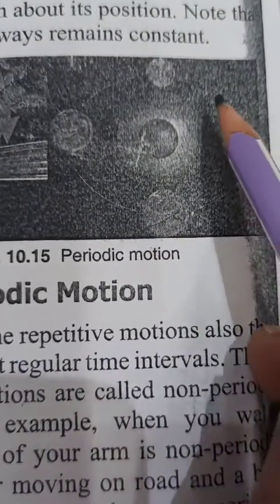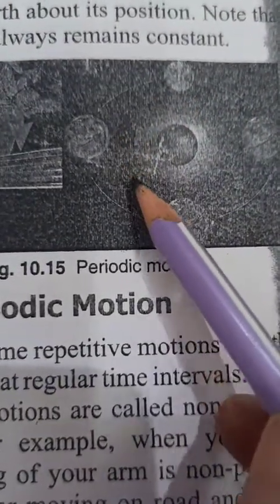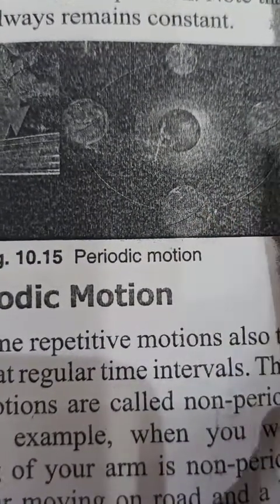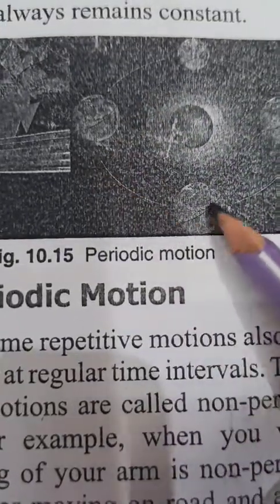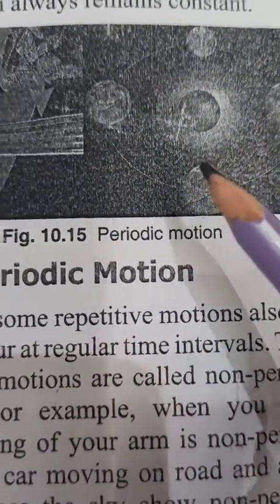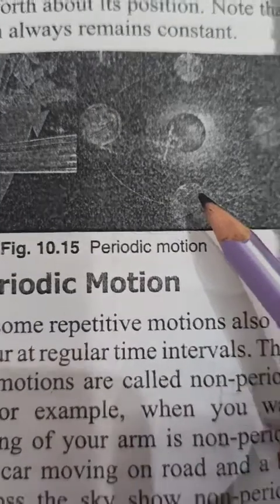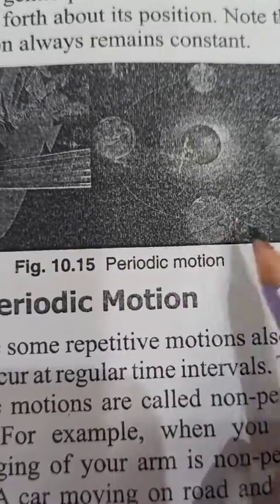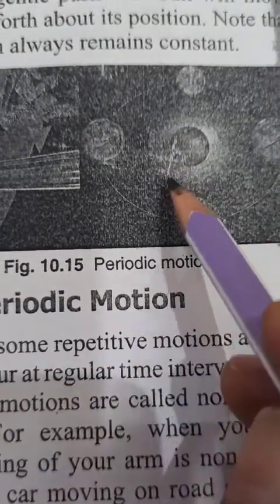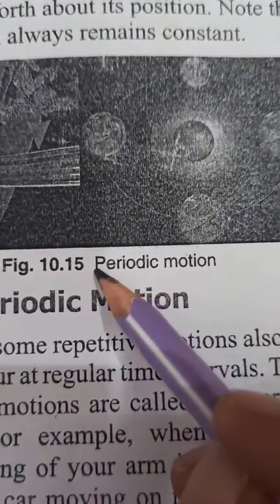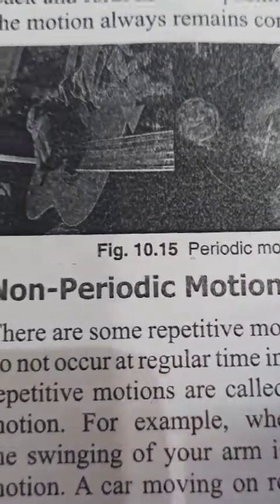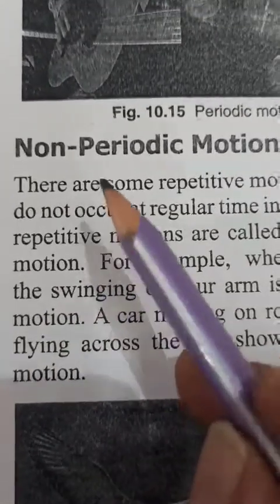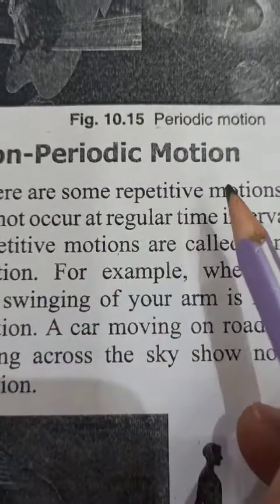Earth always rotates around the sun and it completes this full revolution in 365 days, means in a year. So that's why this kind of revolution of the earth is also called periodic motion. Okay, so after this, children, next one is non-periodic motion.